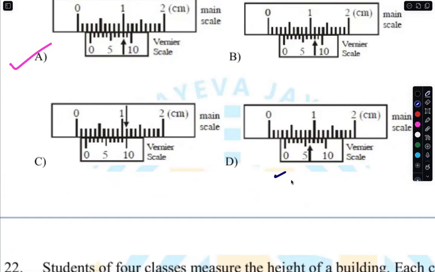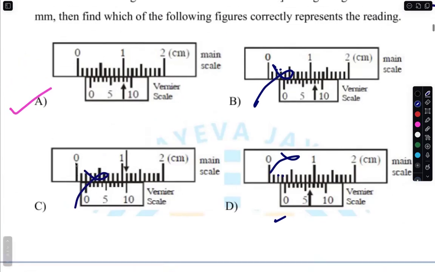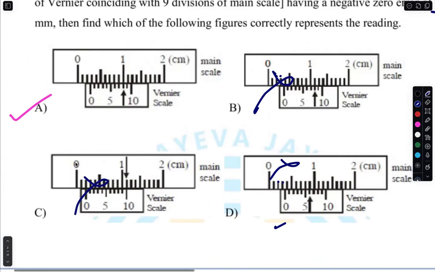Of course, this is between 2 and 3. This is also between 2 and 3. Okay. No. Here 0 is between 3 and 4. Wrong. Here also 0 is between 3 and 4. Wrong. So 0 of the vernier is on 2. Wrong. So without verifying anything else, you can confidently say this is the answer.